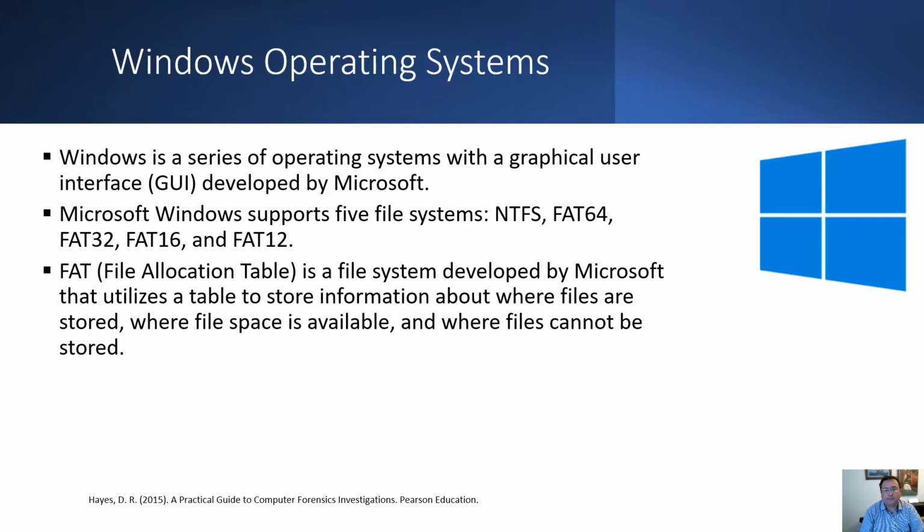File allocation table is a file system developed by Microsoft that utilizes a table to store information about where files are stored and where file space is available and where files cannot be stored. So there needs to be a hierarchical relationship in the operating system to show where the file space is available and where files cannot be stored. The operating system needs to understand the structure of locating, writing and reading information to appropriate locations.